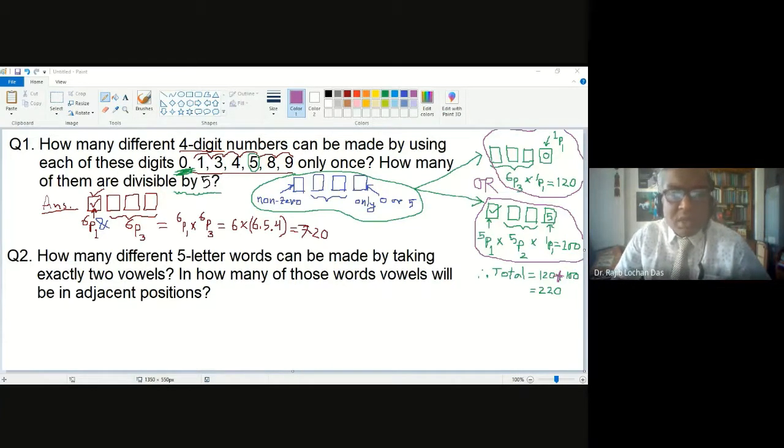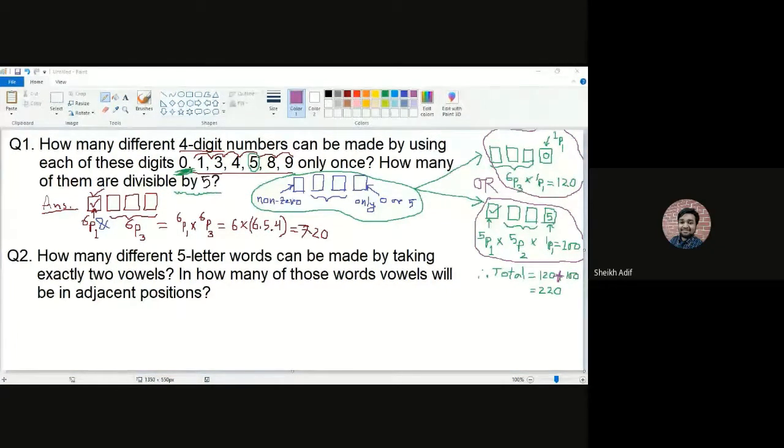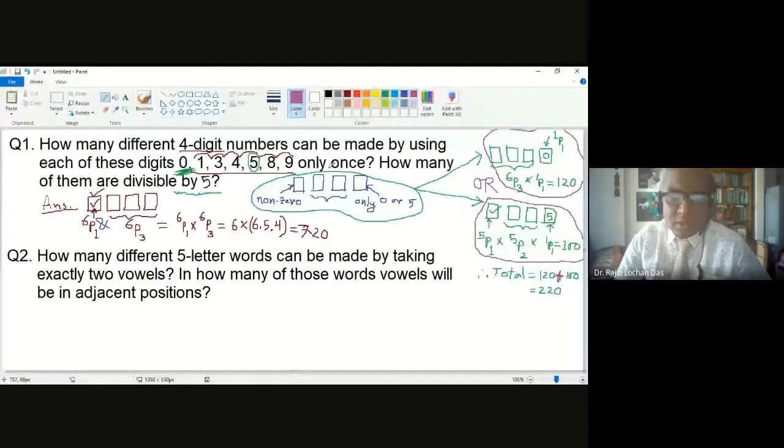Now do you have any question? Sir, one thing. So sir, no number can repeat in this? Yes, it is already written, only once. Another important thing: permutation means no repetition of the same digit. One thing you can take only one time.